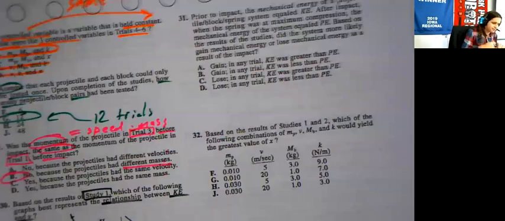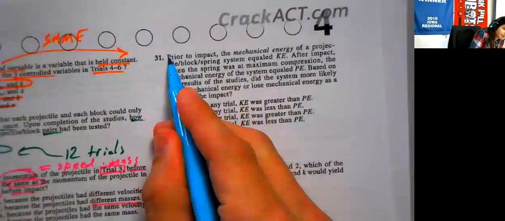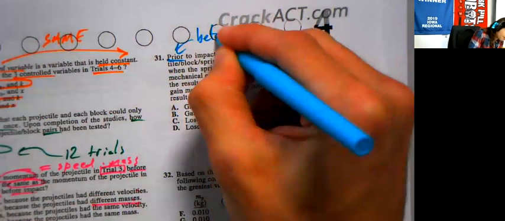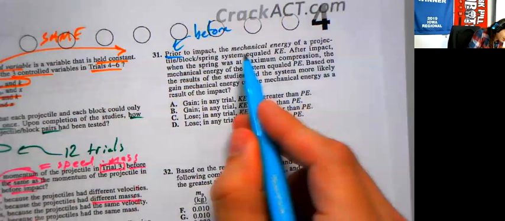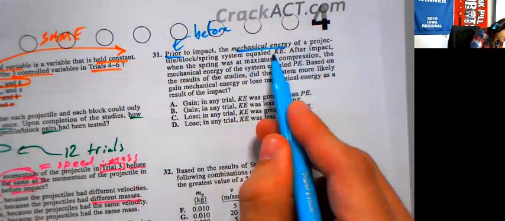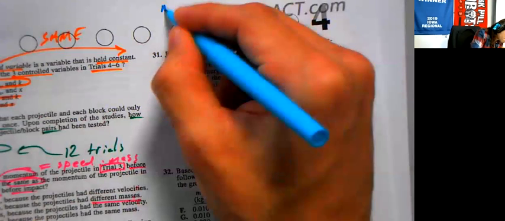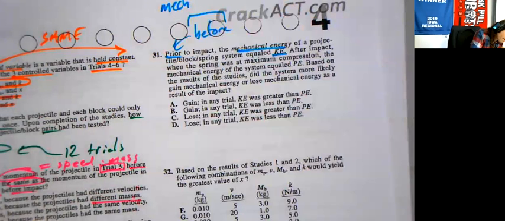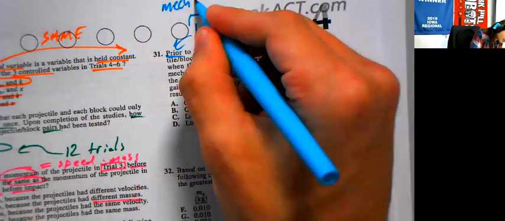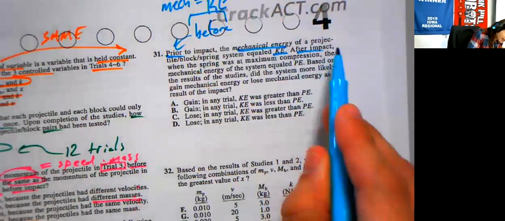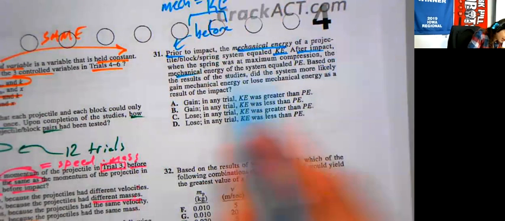Number 31. Prior to impact, if you don't know what the word prior means, that means before. Before impact, mechanical energy is KE. So I'm going to say before, mechanical equals KE. After impact, mechanical energy equals PE.